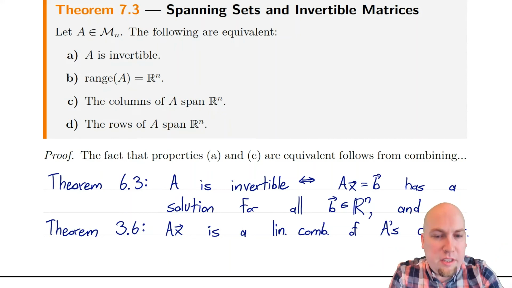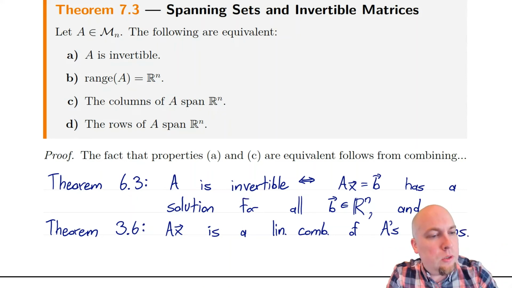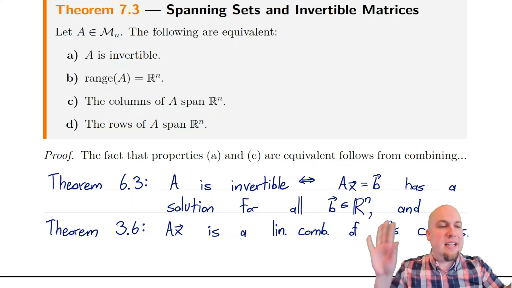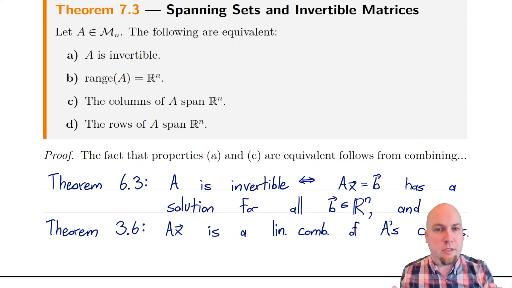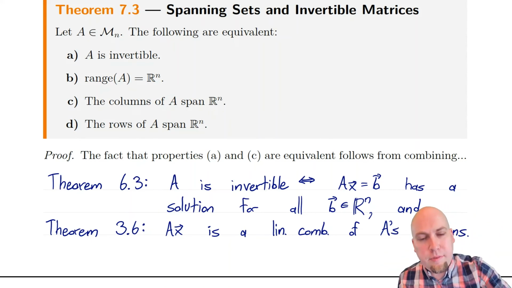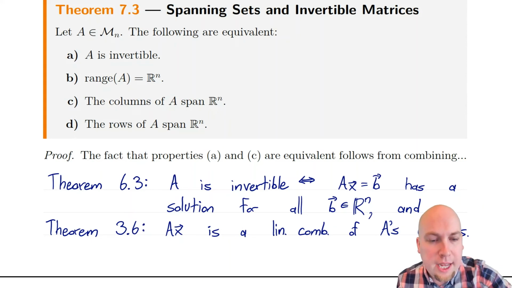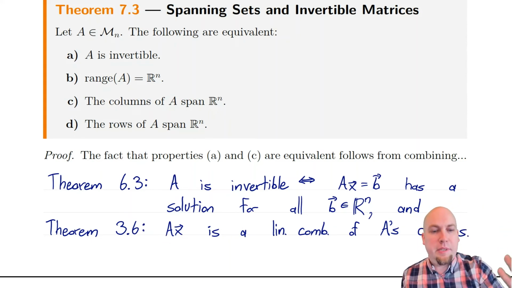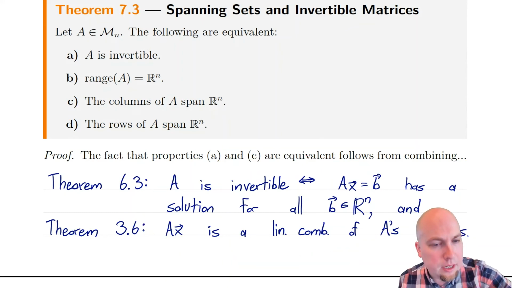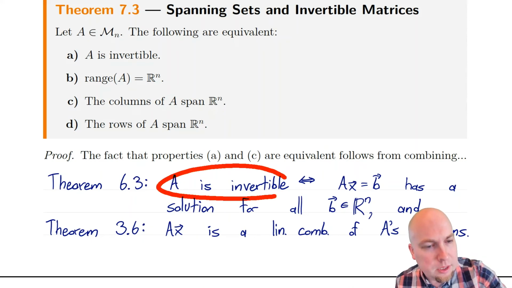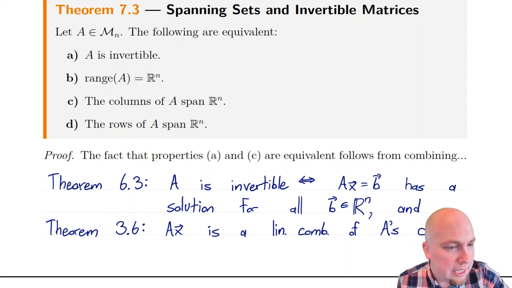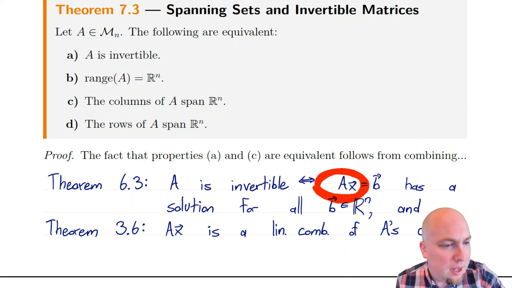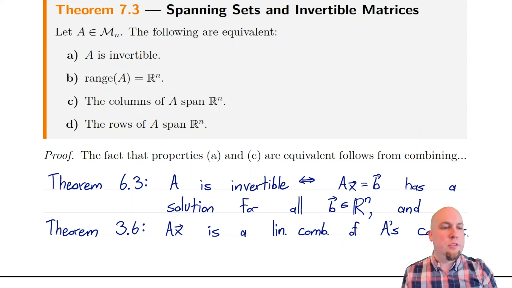The theorem from week 6 says that A is invertible if and only if the linear system Ax = b always has a solution, no matter what the right-hand side is. Okay, so that was our first characterization of invertible matrices. And then the theorem from week 3 is the one that we just used up above on this page. It said that Ax is always a linear combination of the columns of A. Well, if you stitch these two results together, what that says is that A is invertible if and only if a linear combination of A's columns equals b always has a solution for all b.